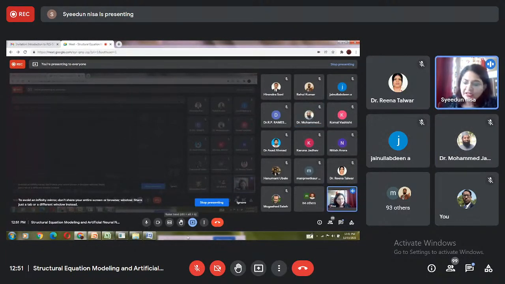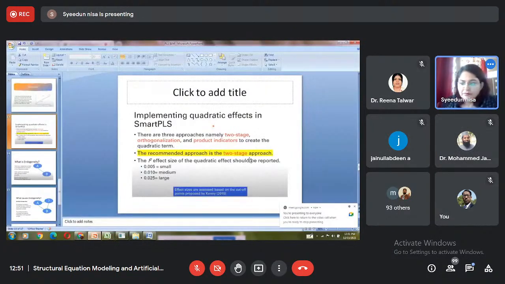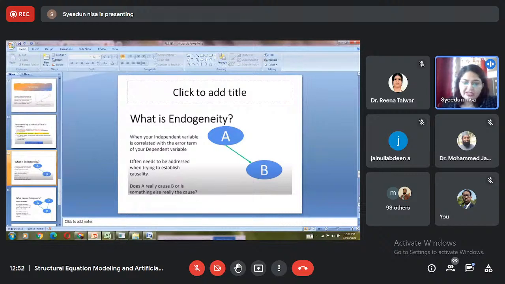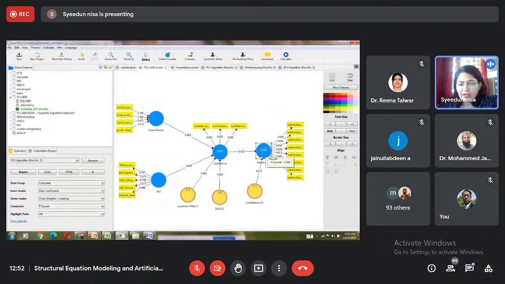Okay. So the next thing is endogeneity. What is endogeneity? So basically, endogeneity is when your independent variable is correlated with the error term of your dependent variable. Okay, so like here in my model, this is my dependent variable, and if I'm saying this dependent variable is explained by confidence as an independent variable, but maybe it is not able to explain completely. It is related to some error term. So maybe satisfaction is not completely dependent on confidence, but there are other things also on which satisfaction is dependent. So that is called endogeneity.